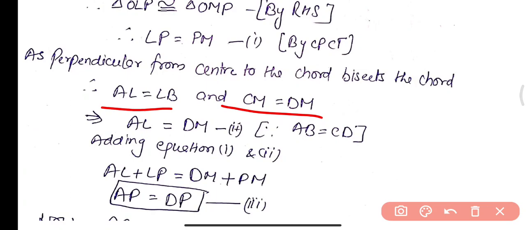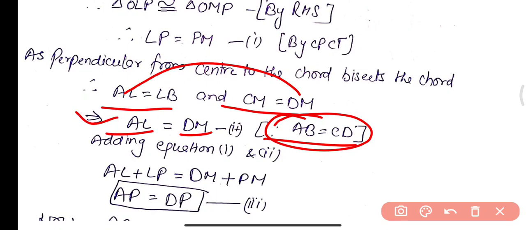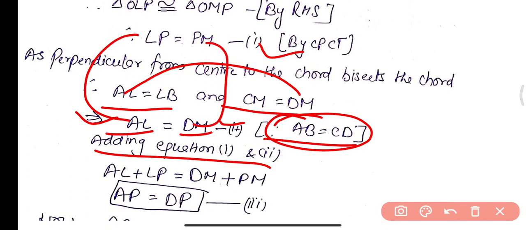Now as the whole chords are equal, that is AB equals CD, the halves of the two will also be equal, that is AL equals DM, or you can say CM. So AL equals DM. Now adding these two equations, equation number 1 and equation number 2, we add AL to LP and DM to PM. We will get AL plus LP on the left side, and on the right side DM plus PM. We will get AP equals DP.